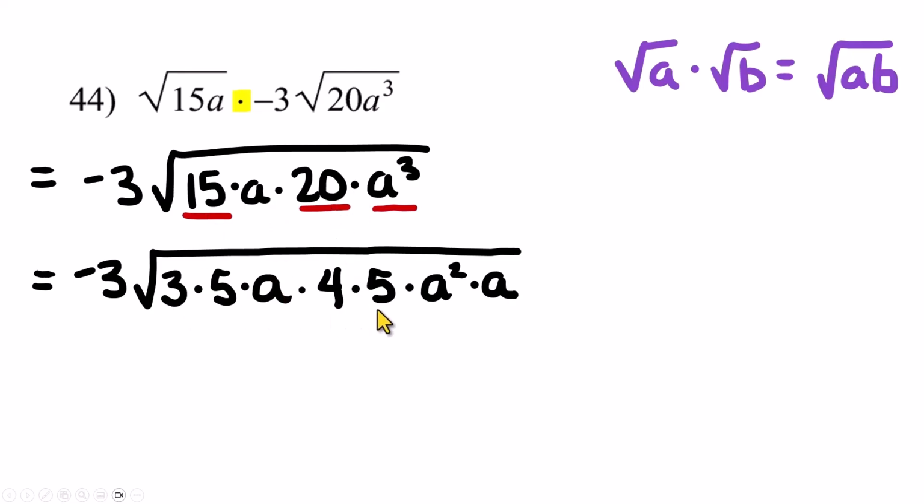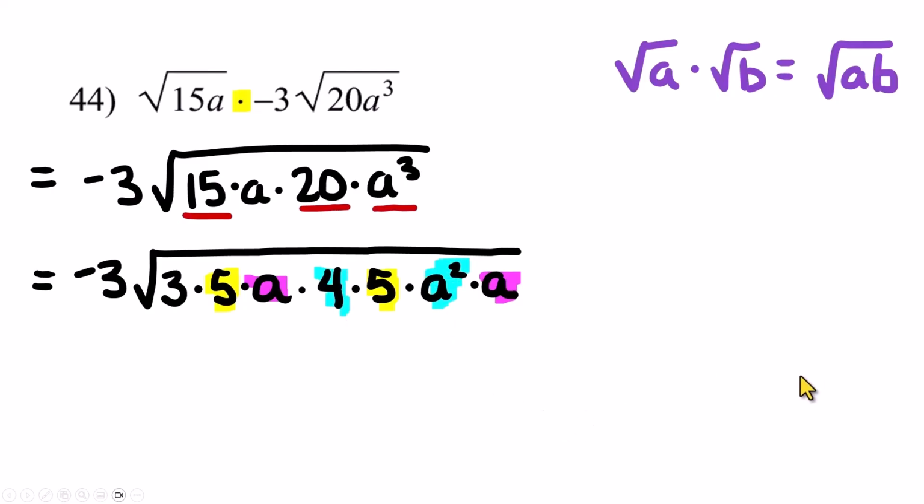20 is 4 times 5. I'm not going to break that down any farther because 4 is a perfect square. And a cubed is a squared times a. So look, I have 2 5s right there. I have 2 a's right there. I have a 4, and I have an a squared.